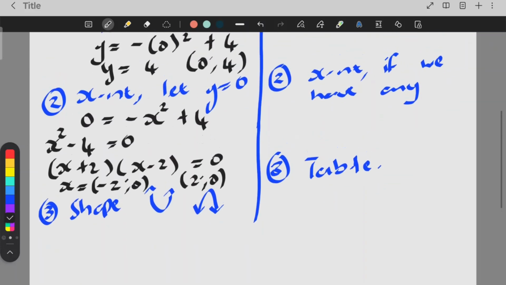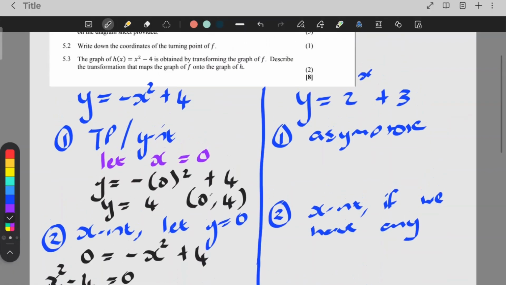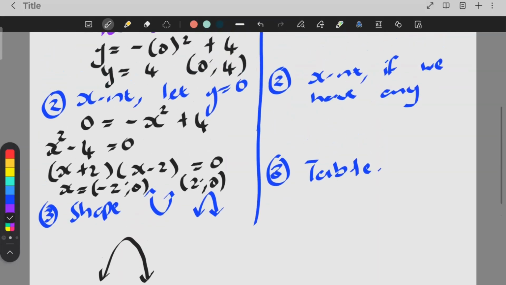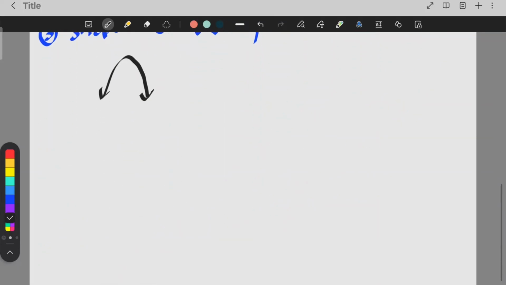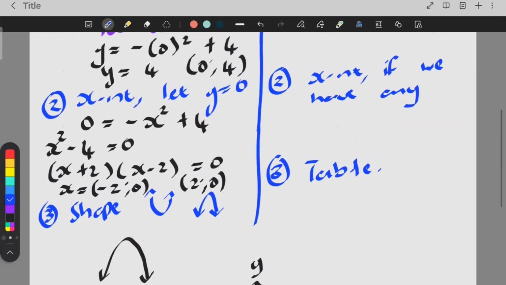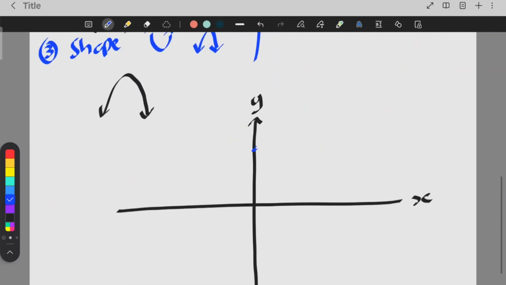Okay, and then the shape. So when you look at the function, do you see the sign in front of x squared? That sign in front of x squared will give us the shape. If it's a minus, it's a sad face. So our parabola will look like that. That's our parabola. Okay, I think we can sketch our parabola with a turning point. So my turning point is (0; 4), somewhere here.